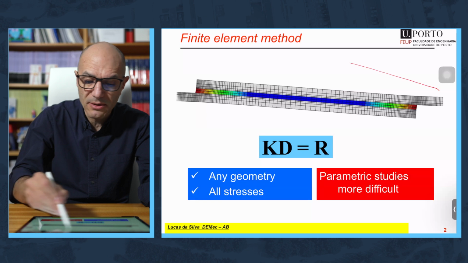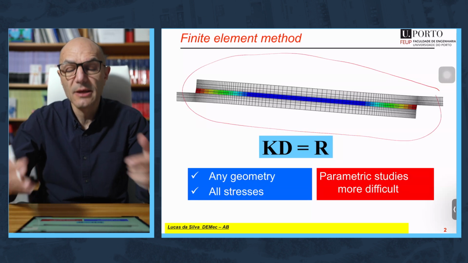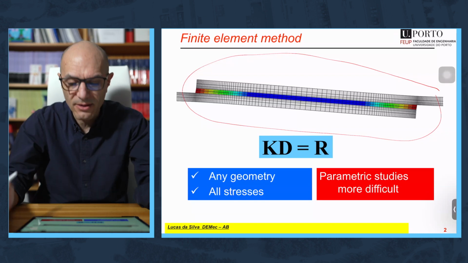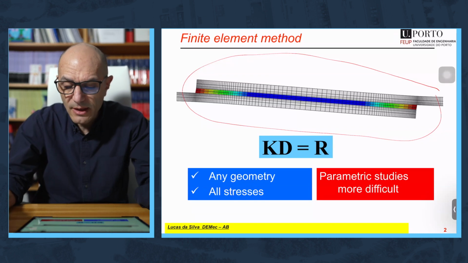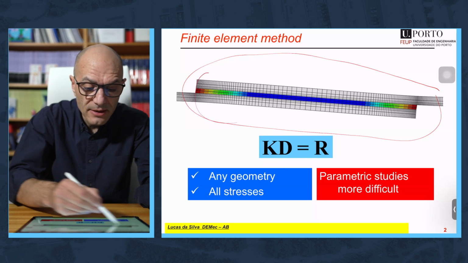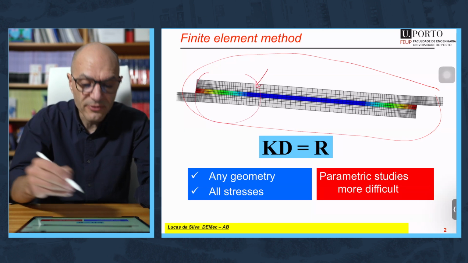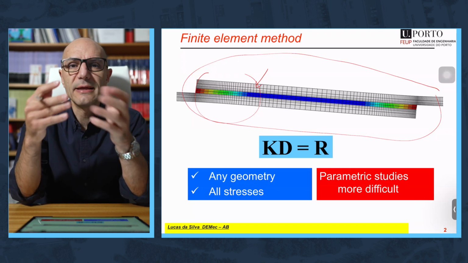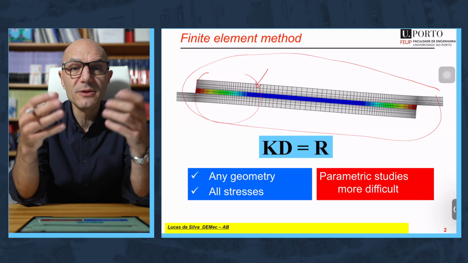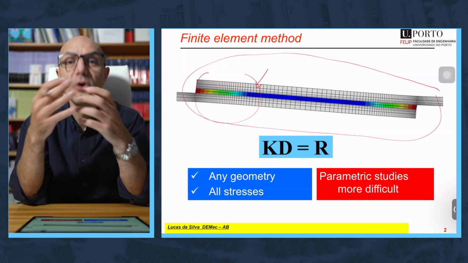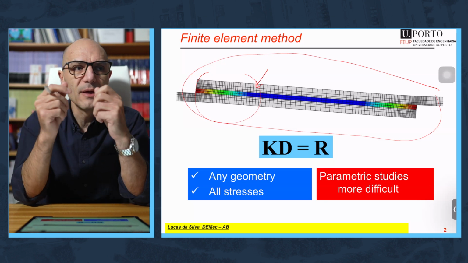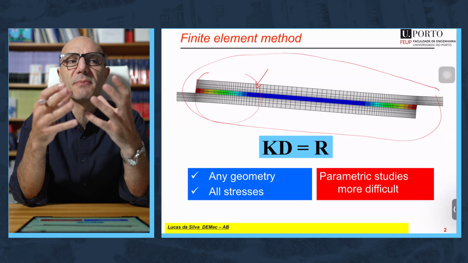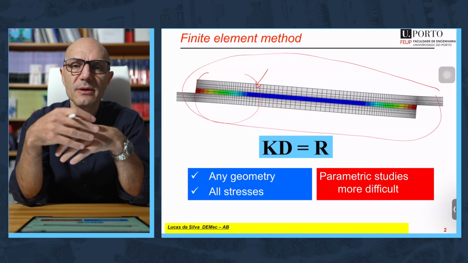You have here a typical mesh used for single lap joints. I'm sure you have studied the method already, but very basically, what we do is that we cut the structure into many small elements, and the elements are joined or glued together at nodes. The objective of the game is to determine the displacement at these nodes. Because once you know the displacement, you know the strain. Once you know the strain, you know the stress.